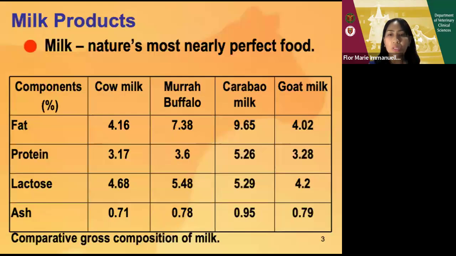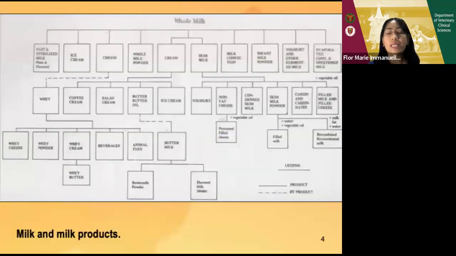Now, going to lactose is quite similar for, again, cow's milk and goat's milk. And for the Carabao's milk, it's still superior at more than 5% lactose. And for the ash, it's ranging from 0.7 to 1% ash across the domestic ruminant species. Now in this flowchart, we can see the different dairy products that would come out of the whole milk. And the more common that we see would be the basic pasteurized filled plain milk, which means it's not flavored.